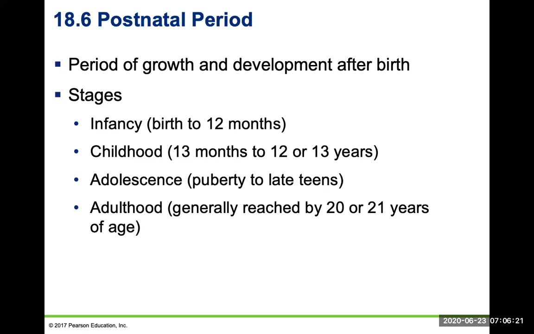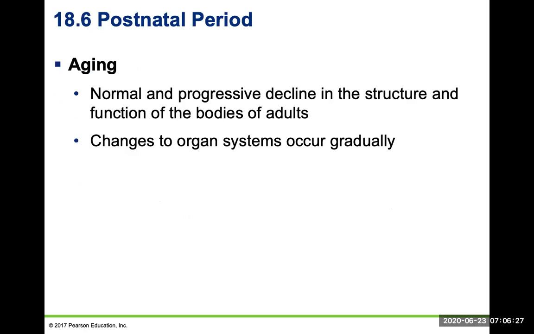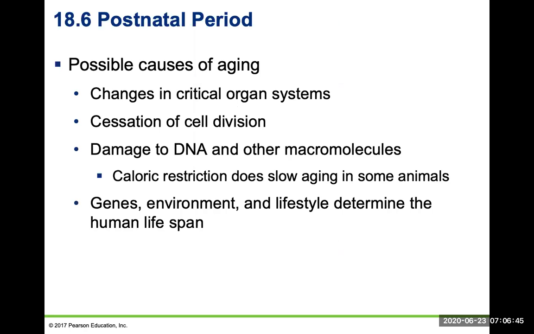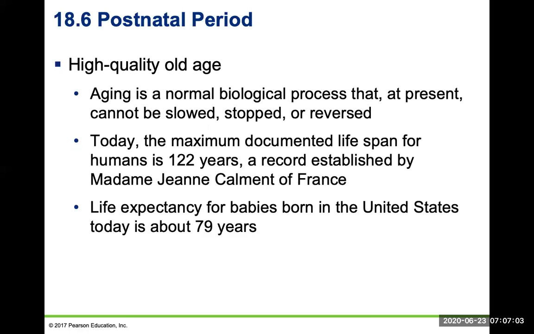Postnatal period: the stages are infancy, childhood, adolescence, and adulthood, and I'll let you read when those stages occur. Aging is the normal and progressive decline in the structure and function of the bodies of adults. Changes to the organ systems occur gradually. This is a look at the organ systems and some changes that occur with aging. If you want to read through that, very interesting. The causes of aging: changes in critical organ systems, cells stop dividing, damage to DNA. Caloric restriction does not slow aging in some animals, and genes, environment, and your lifestyle will determine your human lifespan.